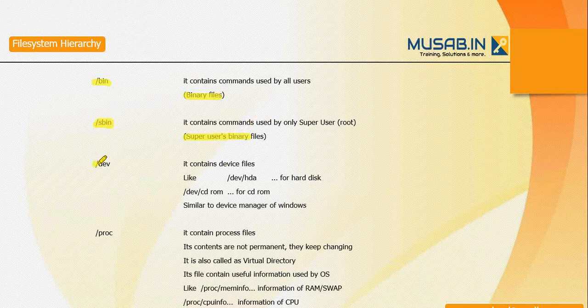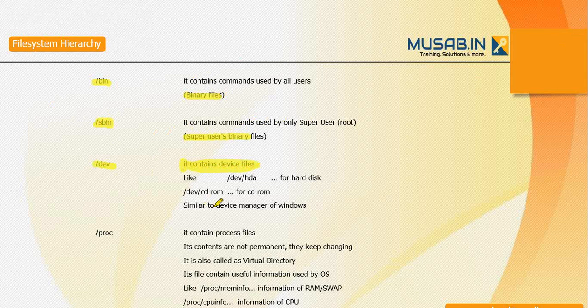Then we've got something called slash dev. It contains all the device information or device files. Like if you have a hard drive, one entry will be created in slash dev. You have a CD-ROM, one entry would be available in slash dev. You have a pen drive, Ethernet adapter, any hardware connected to your machine, you can go and check the information over here.